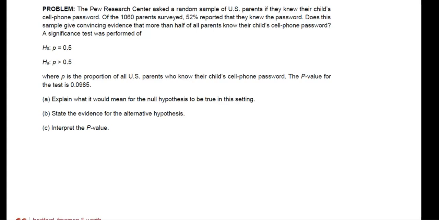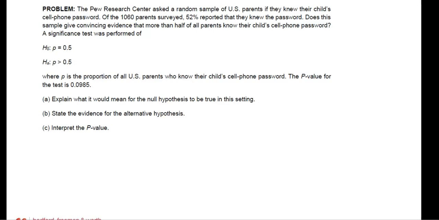Explain what it would mean for the null hypothesis to be true in this setting. That means, if it was true, that 50% of parents know their child's cell phone passwords. State the evidence for the alternate. Well, we took a sample, and in that sample, more than 50%, exactly 52%, knew their child's password.